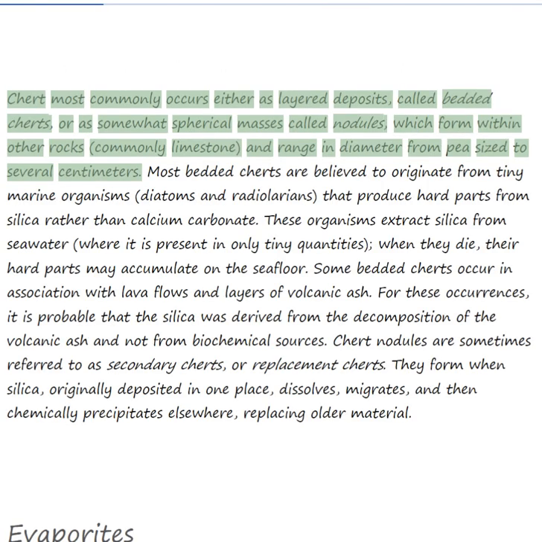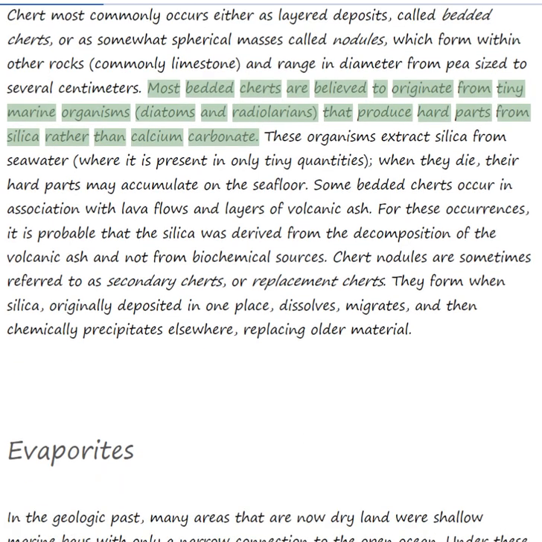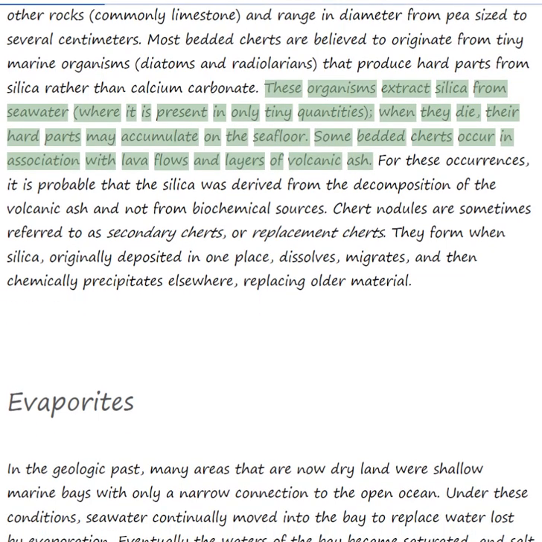Chert most commonly occurs either as layered deposits, called bedded cherts, or as somewhat spherical masses called nodules, which form within other rocks and range in diameter from pea-size to several centimeters. Most bedded cherts are believed to originate from tiny marine organisms that produce hard parts from silica rather than calcium carbonate. These organisms extract silica from seawater. When they die, their hard parts may accumulate on the seafloor.